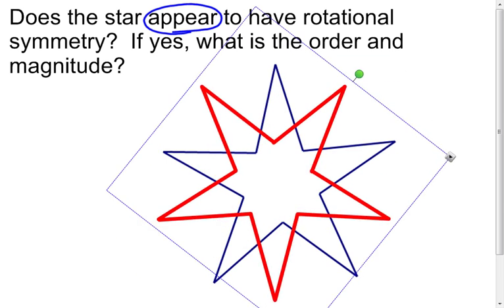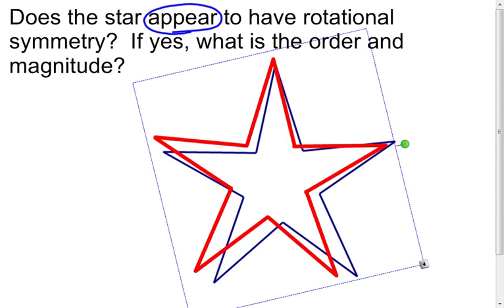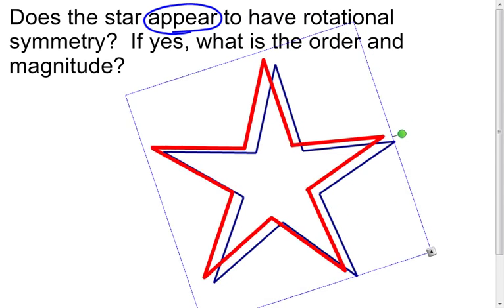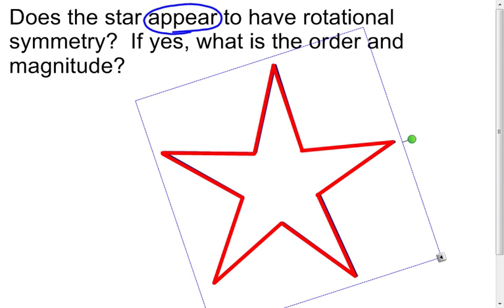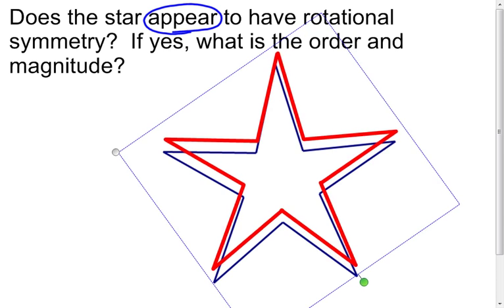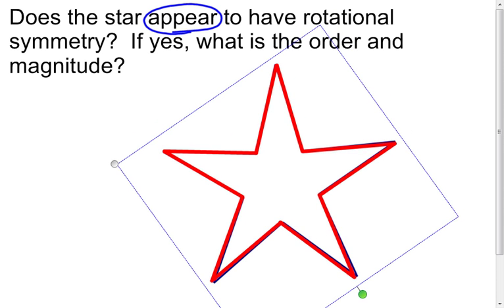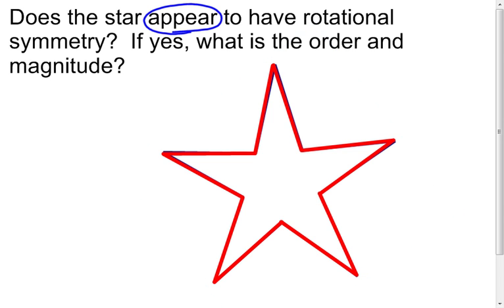And what I've done is I've created this so that I can rotate it, and the center's not exactly right on. But when I look at it, I've rotated it, and there it is. It lands right on top of it. I rotate it, it's going to continue to land on top of itself. So let me answer the first question. Yes, we have rotational symmetry. Now, I actually like to start with the magnitude.